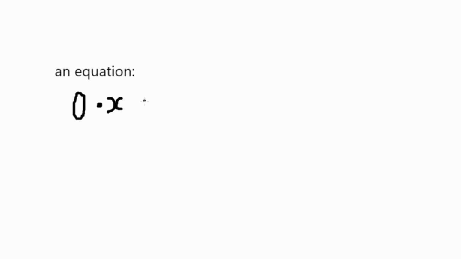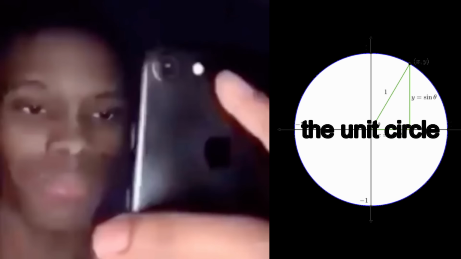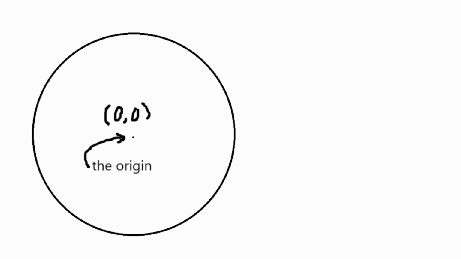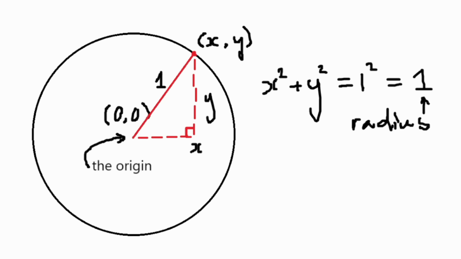Trigonometric identities. What is an identity? It is an equation that is always true no matter what values are substituted in. The first one we're going to look at is the Pythagorean identity, but to understand it, let's first go back to the unit circle. The center of the circle is called the origin, and it has the coordinates 0, 0. If we choose a random point on the circumference and draw a line from the origin to that point, it actually forms this right angle where the x coordinate of the point is the length of the base and the y coordinate is the length of the side. Because this is a right angle, we can apply the Pythagorean theorem. X squared plus y squared equals 1 squared, which is 1.